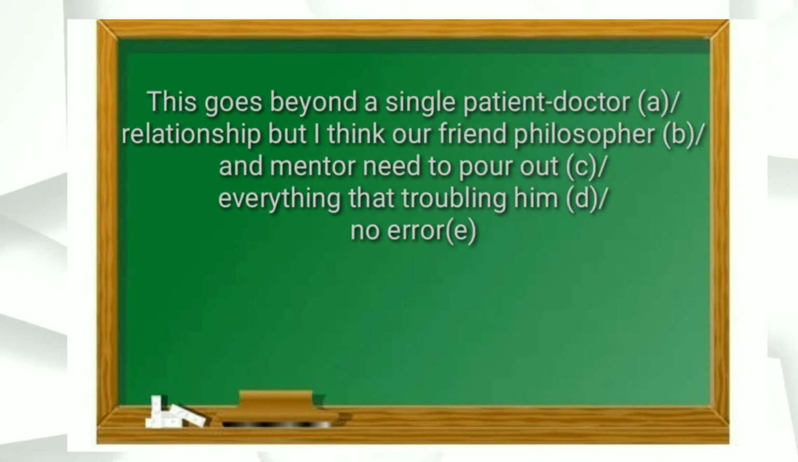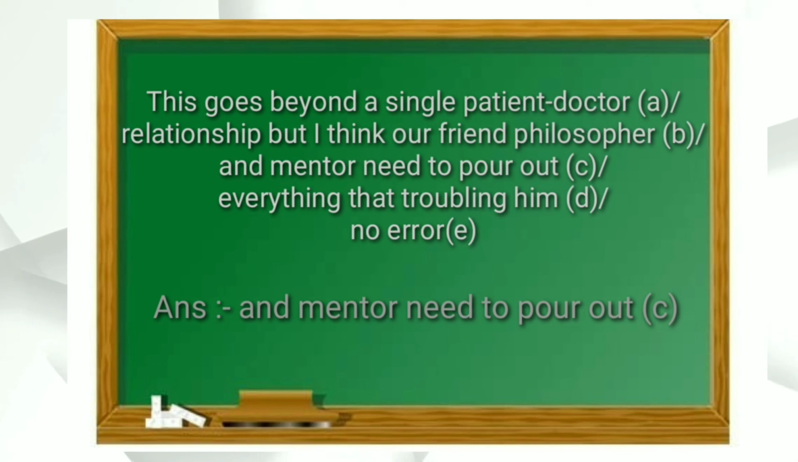Question 5. This goes beyond a simple patient-doctor relationship, but I think our friend, philosopher and mentor need to pour out everything that's troubling him. No error. In this question, the error lies in option C. If several nouns or adjectives are used for a single subject, as friend, philosopher, and mentor refers to a single person, therefore the verb must be singular, that is, needs instead of need. So, the right answer is option C.